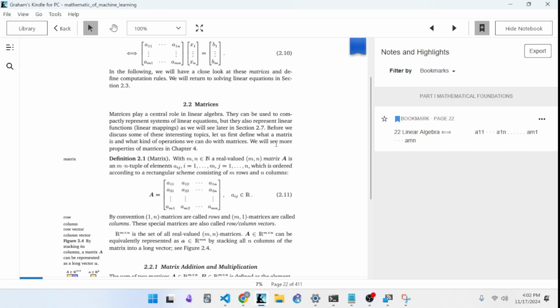All right, so this is section 2.2. It's about matrices. Matrices play a central role in linear algebra. They can be used to compactly represent systems of linear equations, but they can also represent linear functions, linear mappings, as we will see in section 2.7. Before we discuss some of these interesting topics, let us first define what a matrix is and what kind of operations we can do with matrices. We will see more definitions of matrices in chapter 4. So we're going to learn all about a matrix. The definition of a matrix, definition 2.1, with m comma n.